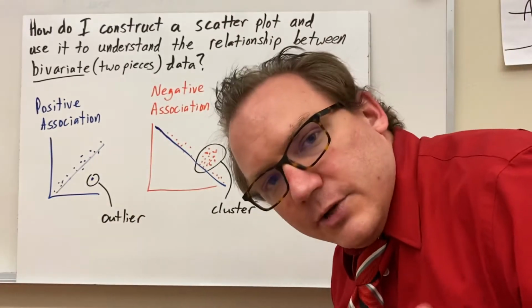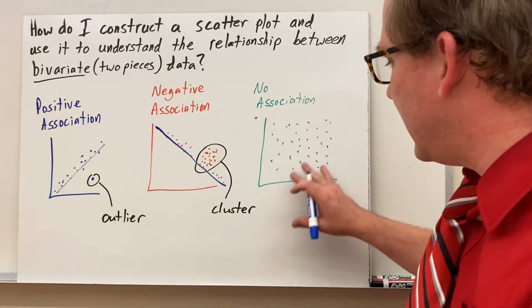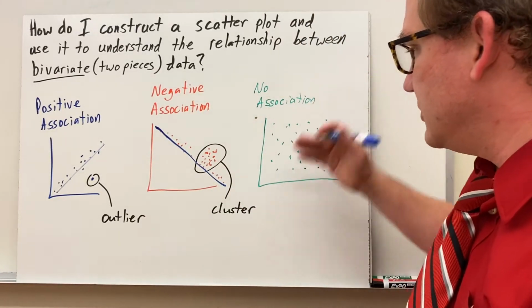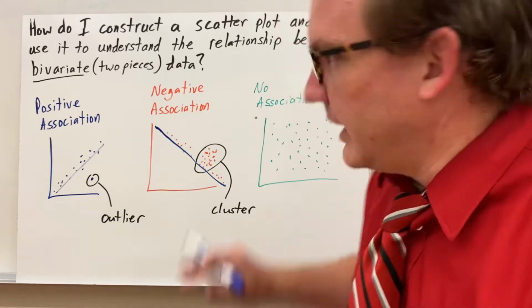Sometimes you might plot all your data and there's no pattern. We call that no association. There's no line I could draw through that.